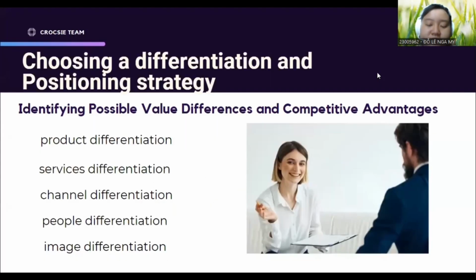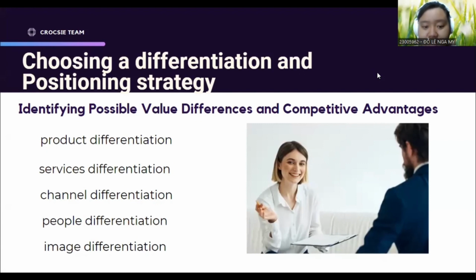So next, choosing a differentiation and positioning strategy, we need to identify possible value differences and competitive advantages. To build profitable relationships with target customers, marketers should understand customer needs and deliver more customer value better than competitors do.